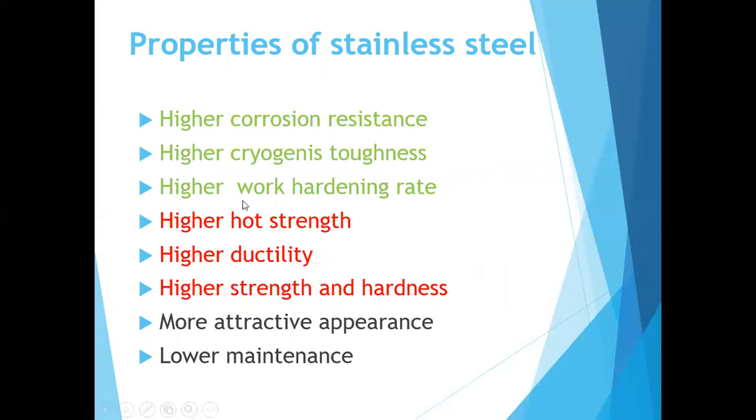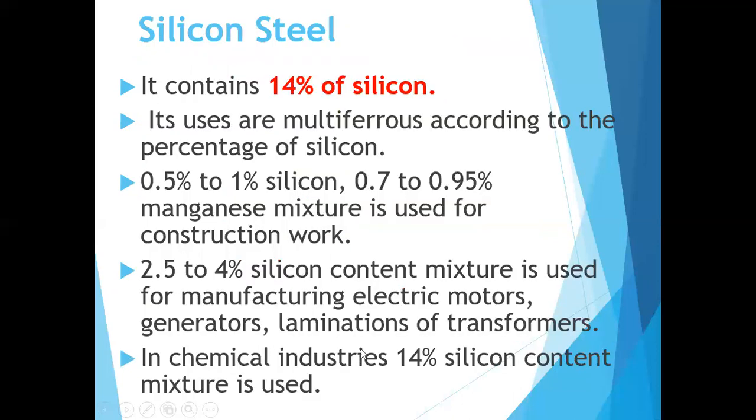There are 8 important properties of stainless steel: higher corrosion resistance, higher cryogenic toughness, higher work hardening rate, higher hot strength, higher ductility, higher strength and hardness, more attractive appearance, and lower maintenance.